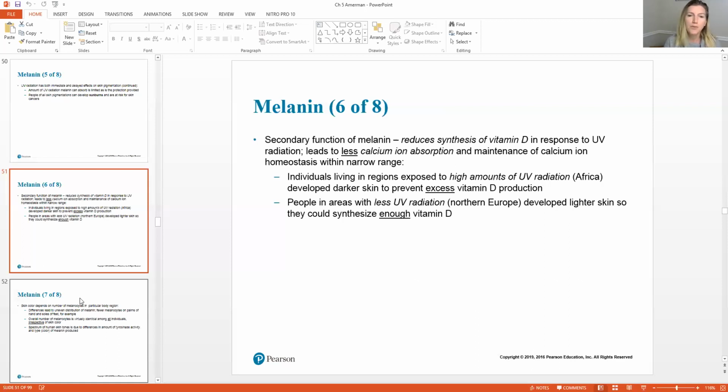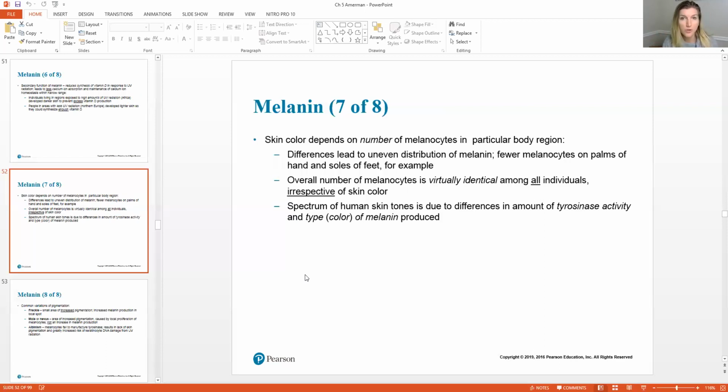And so people that live in areas with less UV light, they develop lighter skin because they need to make more vitamin D. They need that UV light in order to create the vitamin D, and vice versa for people that live in geographic areas that are closer to the equator and get more direct sunlight. So as we mentioned, it's the number of melanocytes and the amount of melanosomes that determine your skin color. Every individual has the same number of melanocytes.